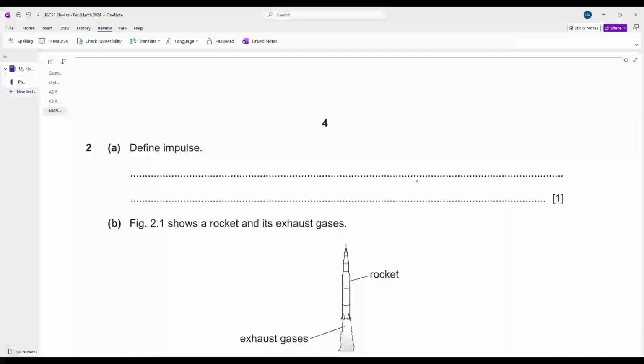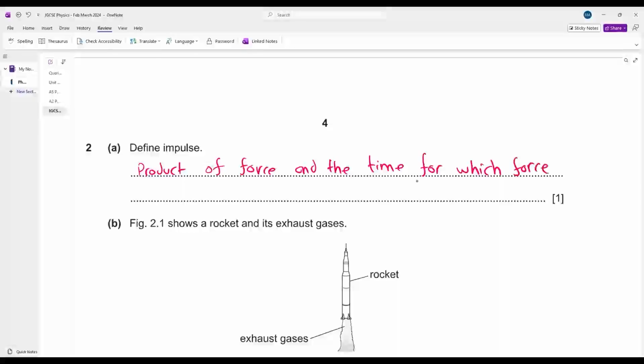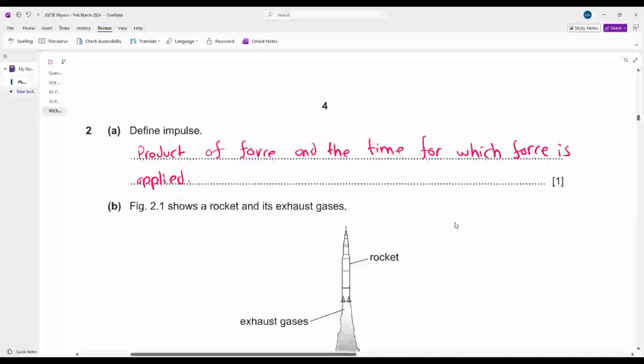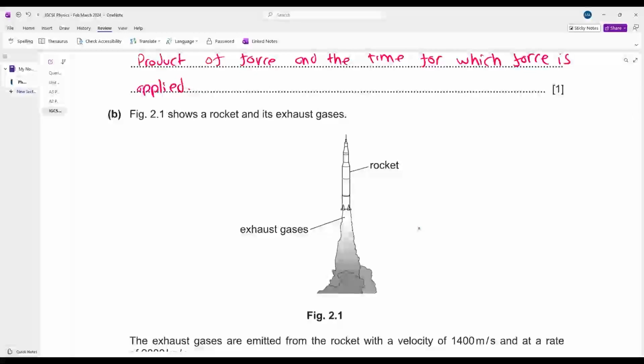Define impulse. What is impulse? Product of force and the time for which the force is applied. Product of force and the time for which the force is applied is your impulse. Perfect. आगे बढ़ते हैं. Figure 2.1 shows a rocket and its exhaust gases.